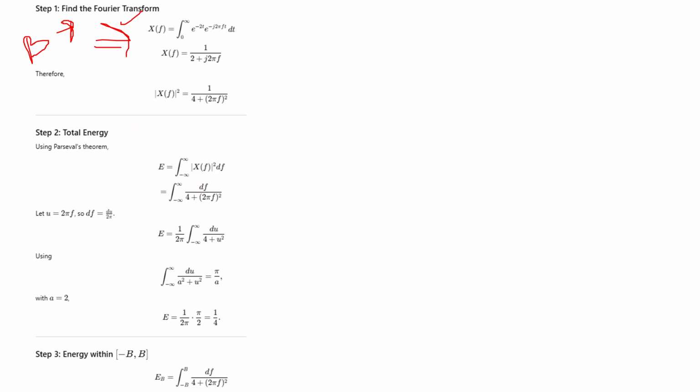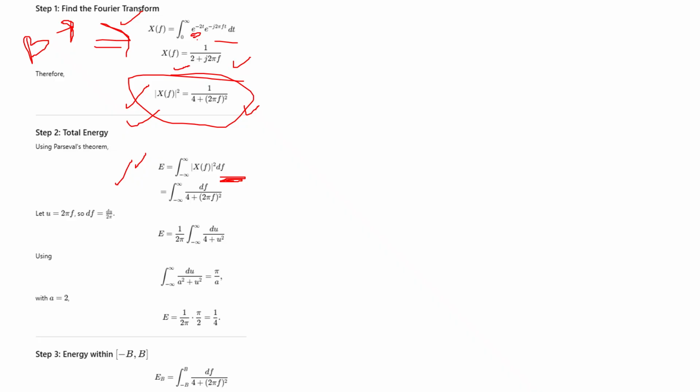So X(f) is nothing but the integral of x(t) times e to the power minus j omega t dt, right? After getting the Fourier transform, you take |X(f)| squared, so that you can get the energy. Now let's find the energy. Energy is the integral from minus infinity to infinity of |X(f)| squared df. Integrate it from minus infinity to plus infinity and you will get the total energy.